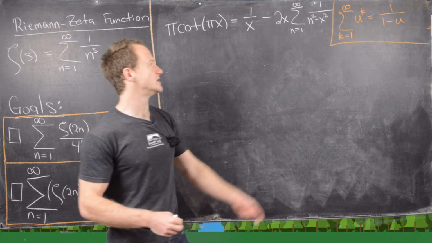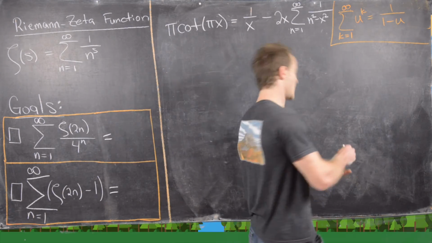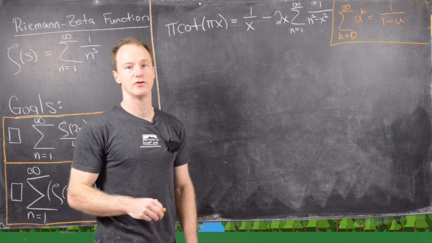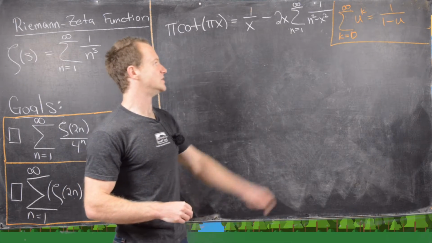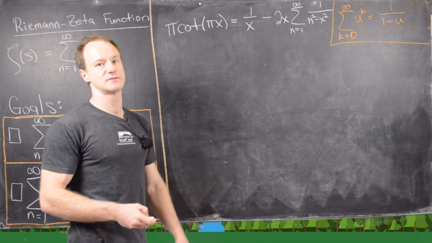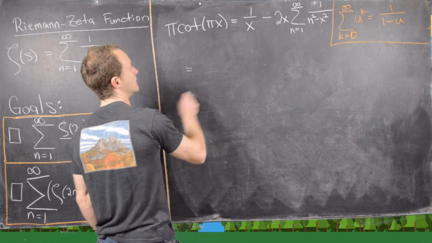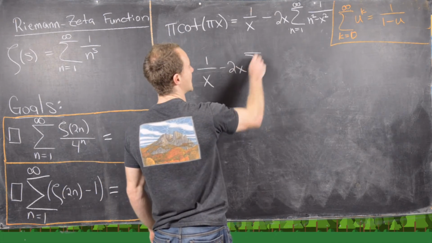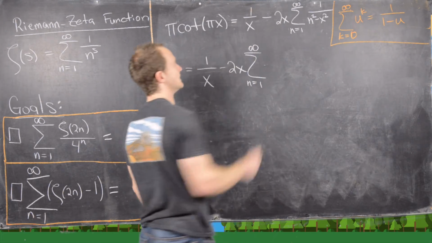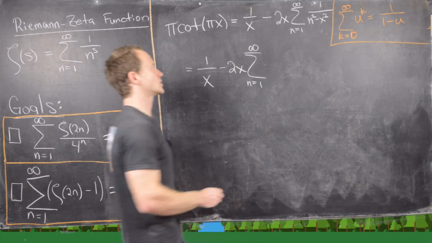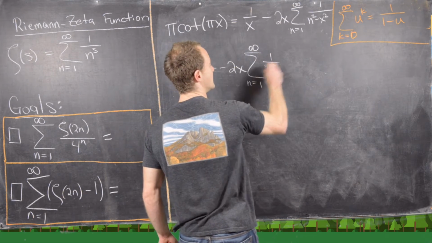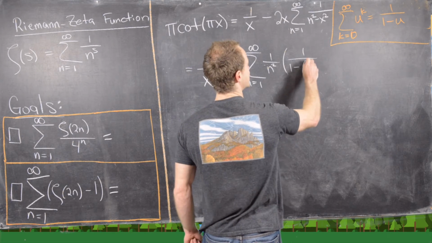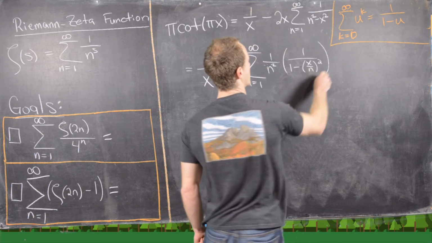Now the next thing that I want to do is use the fact that if you sum from k equals 0 to infinity of u to the k, you get 1 over 1 minus u. And notice we can do something with that sum to turn it into that form. Let's see how that goes. So we can write this as 1 over x minus 2x times the quantity n equals 1 to infinity, that sum. And then let's factor an n squared out of the denominator. That's going to give us 1 over 1 minus x over n quantity squared.